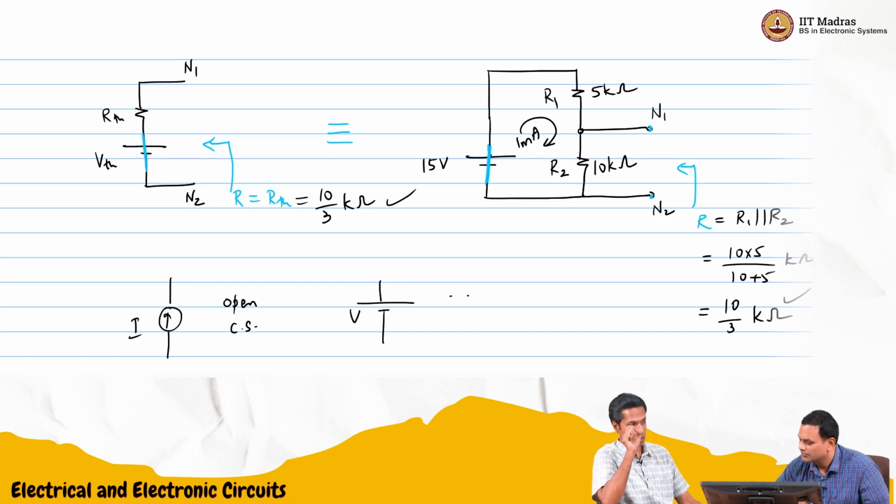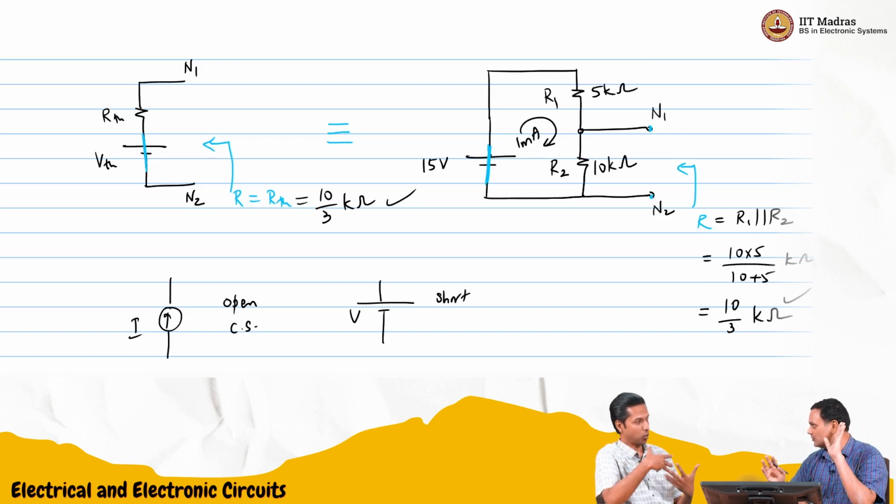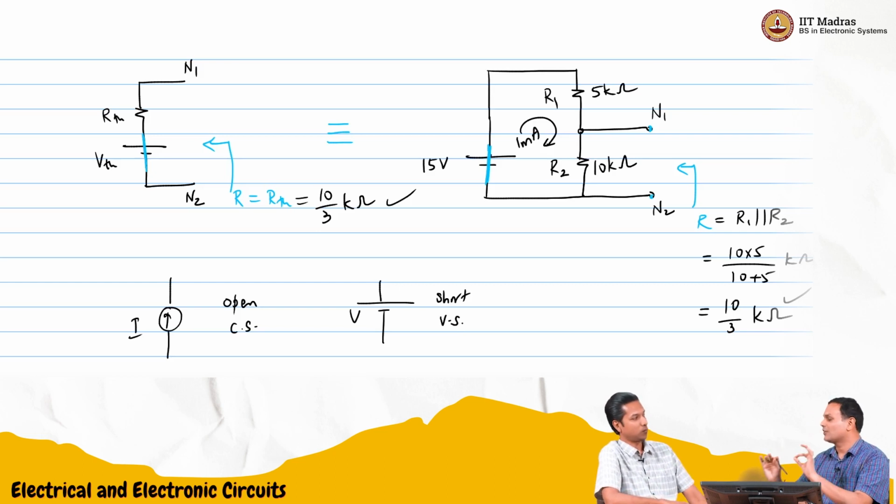So to find out RThevenin, remove the load first. Open circuit all the current sources. Short circuit all the voltage sources. And then you will only have resistors. Then you find out the effective resistance across those two nodes.